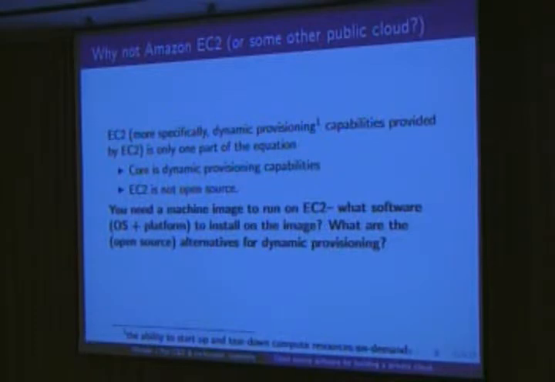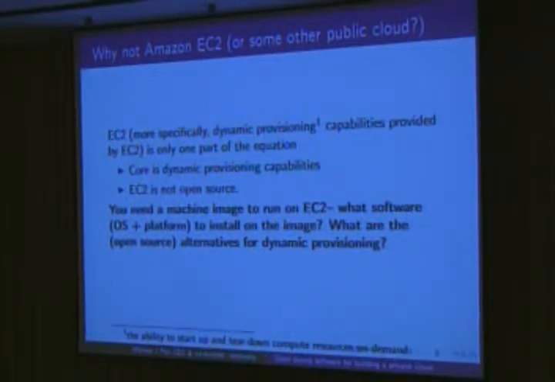So why not use Amazon? Well, Amazon's EC2, more specifically dynamic provisioning, that's the capability provided by EC2, is only one part of the equation, right? The core is dynamic provisioning, but it doesn't do other things, which we'll talk about later. And also EC2 is not open source. It's just a service that's provided.